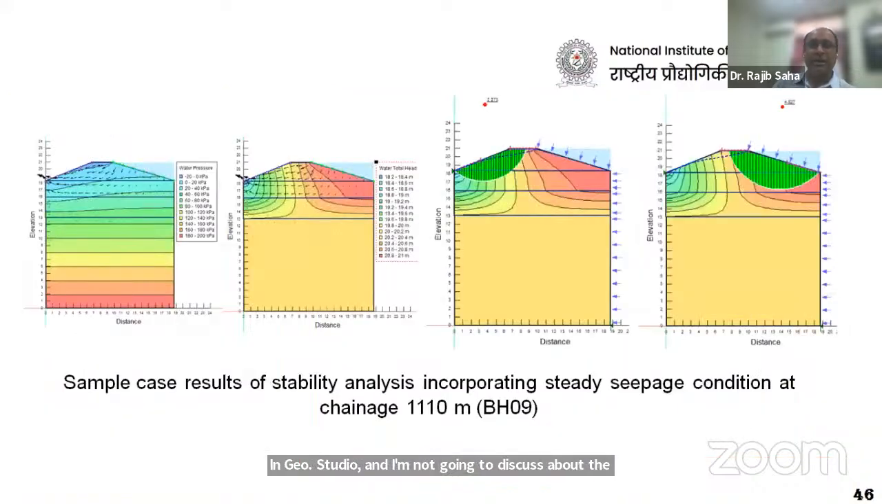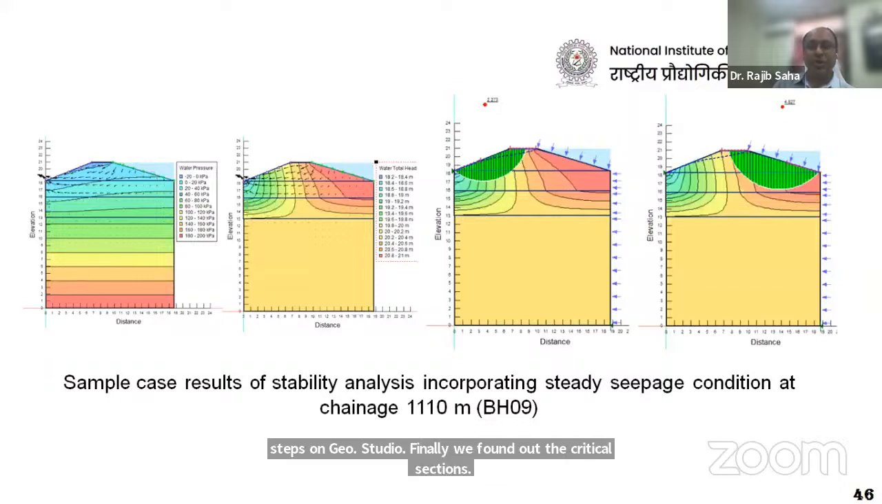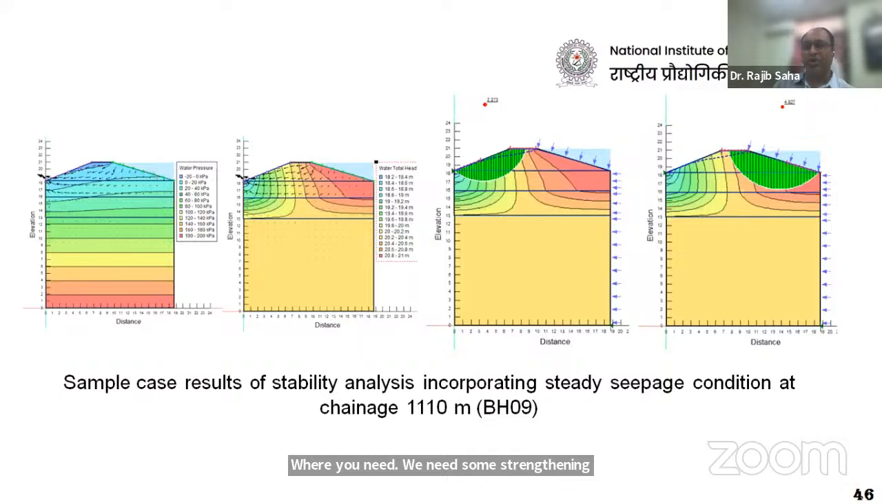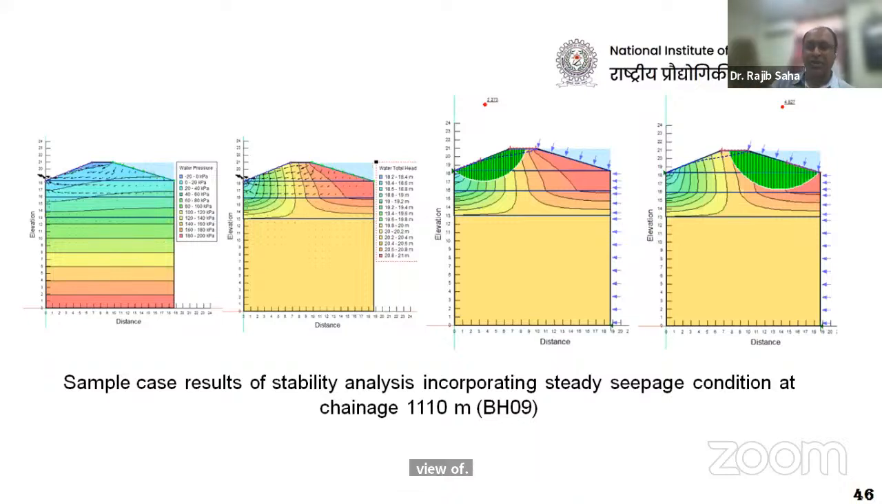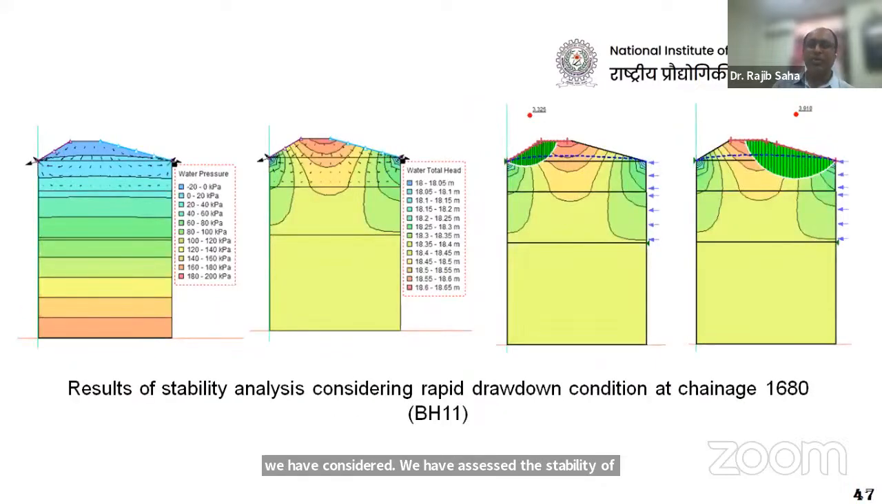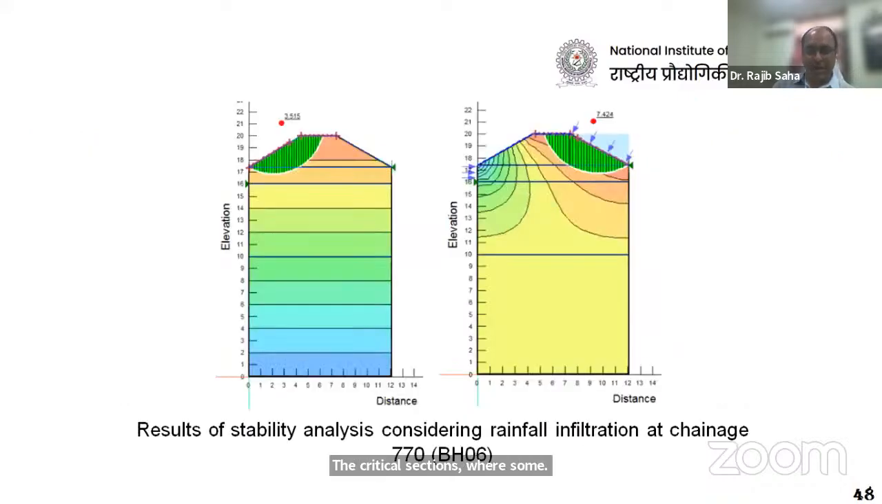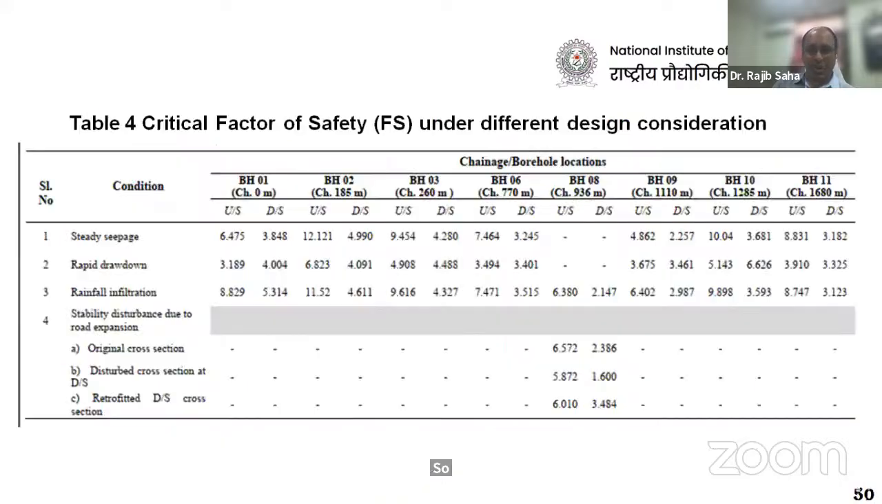Finally, we found the critical sections where we need some strengthening from the point of view of seepage failure, seismic condition, rapid sudden drawdown, and rainfall condition. All these critical conditions we have considered. We assessed the stability of the slopes under various conditions, and finally identified the critical sections where some retaining system is to be developed. Accordingly, we finalized and gave a proposal to the body showing the factor of safety at different conditions.